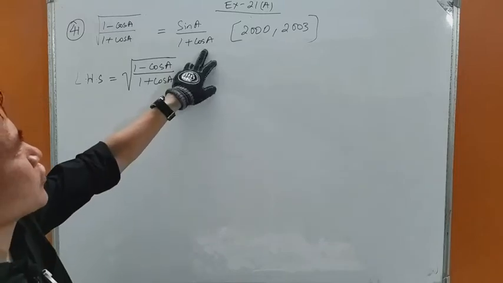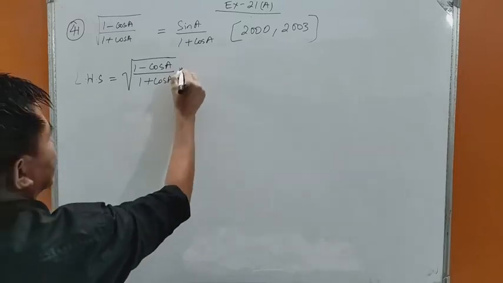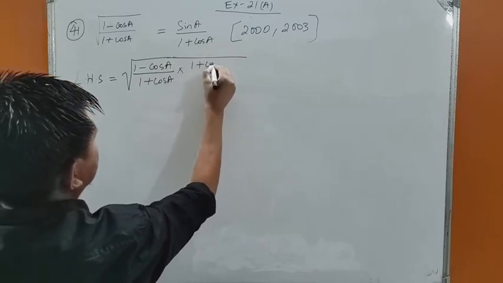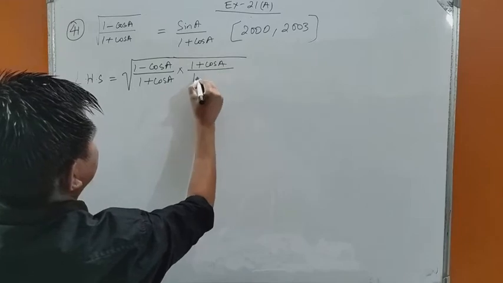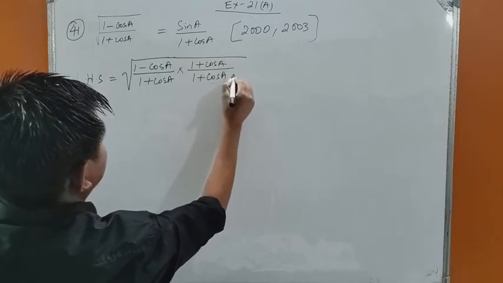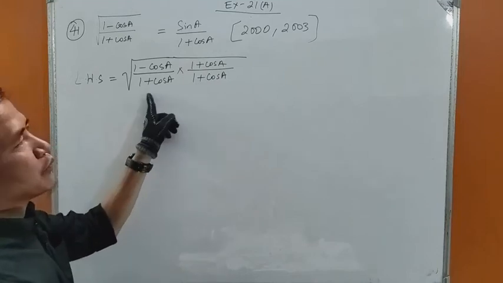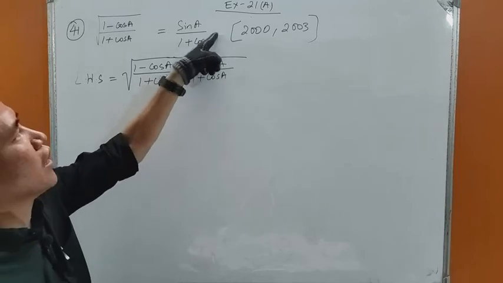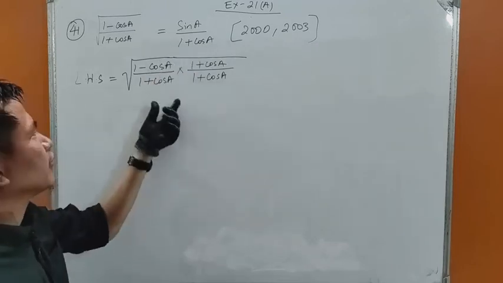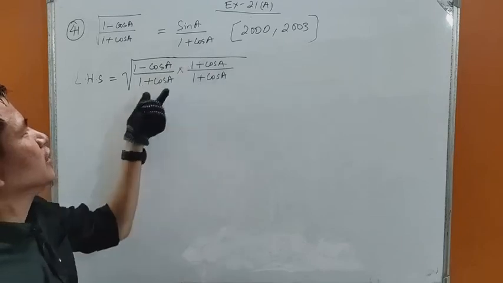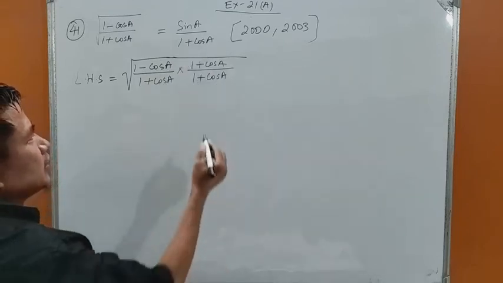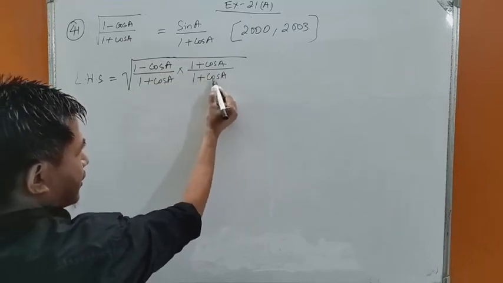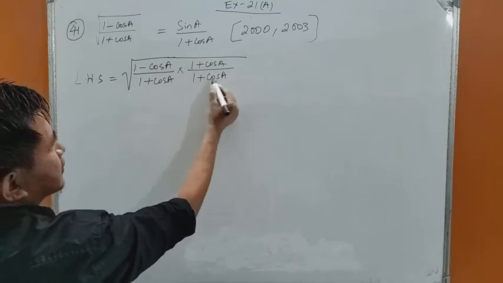Now we need 1 plus cos a in the denominator, so we should not multiply like the previous sum. What we do is we multiply with 1 plus cos a upon 1 plus cos a. The signs remain the same. In the previous sum we just changed the sign, because we did not need the 1 plus term in the denominator. Now here we need 1 plus cos a in the denominator, so we multiply this fraction by 1 plus cos a upon 1 plus cos a.